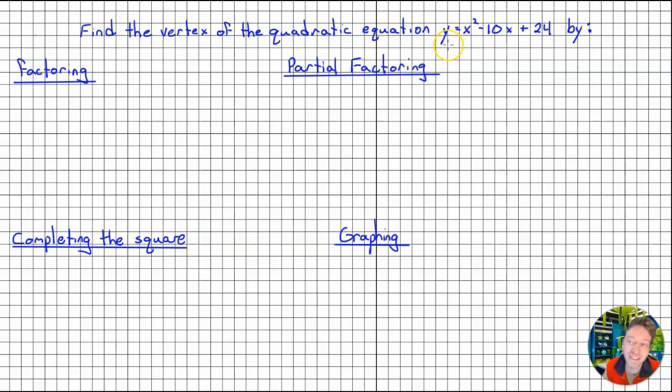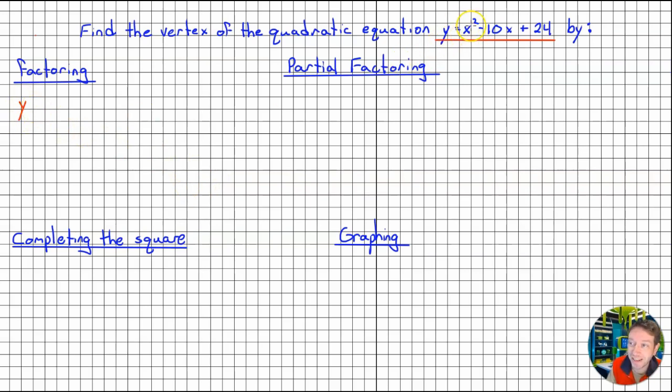So here's the quadratic equation we're going to work with in this video. And I'm going to show you how to find the vertex by factoring, partial factoring, completing the square, and graphing. So let's start with factoring. If you missed my previous video on factoring, go take a look at that. But basically what we're going to do is factor.